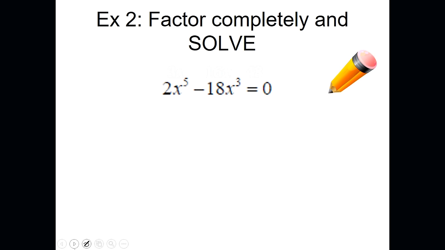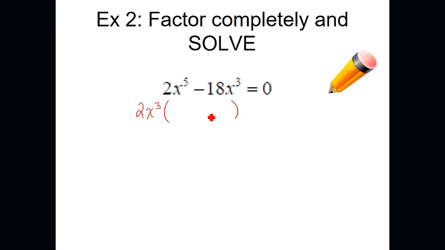Let's take a look at number 2 here. We're going to factor completely and solve. So I have 2x to the 5th minus 18x to the 3rd. This has 2 terms, so I'll go ahead and think about them as grouping together and see if I can divide out a greatest common factor. What can I divide out of 2x to the 5th and negative 18x to the 3rd? I could divide them both by the number 2, and I could also divide out an x to the 3rd from each of those terms.